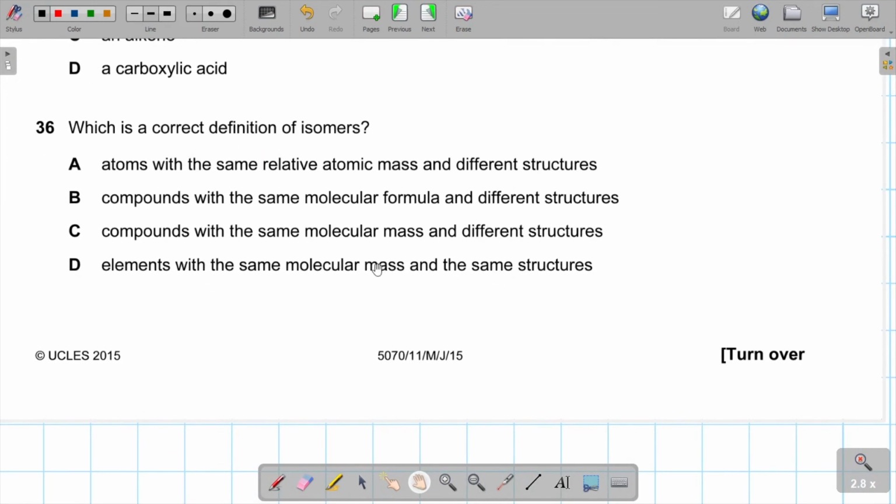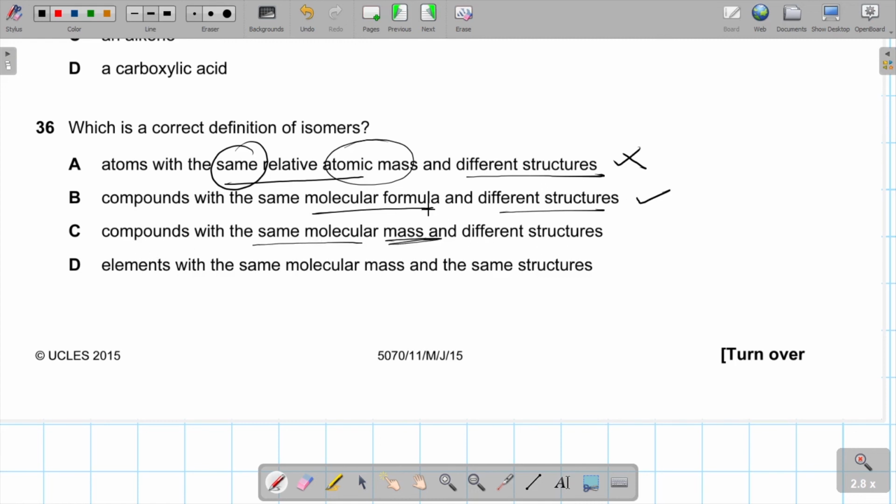Which is a correct definition of isomers? Atoms with the same relative molecular mass and different structures. Yes, or technically no, because it says the same relative atomic mass. Compounds with the same molecular formula but different structure, yes. Compounds with the same molecular formula with molecular mass, no, it could be different structures, so this is wrong. Elements with the same molecular mass and same structures, no. So the answer is going to be B.